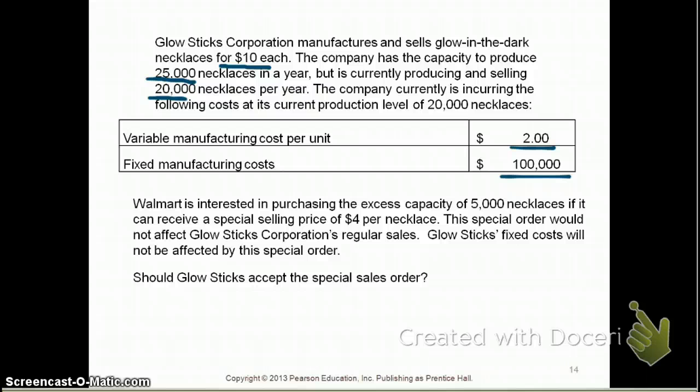The special order is that Walmart is interested in purchasing 5,000 necklaces, but they want a selling price of $4. You also know that fixed costs will not be affected by the special order. So the question is, should Glowsticks accept the special order or not?